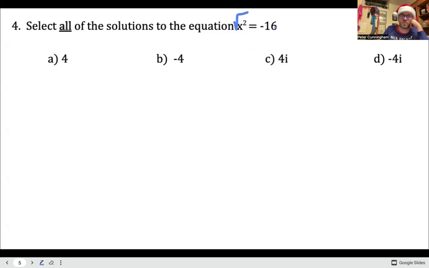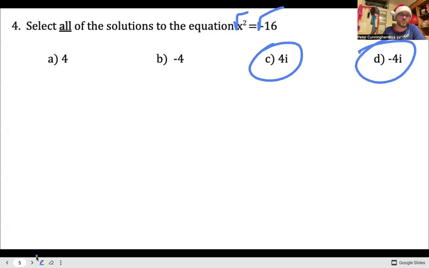Imagine. All right. All the solutions of this equation. If we take square root of x squared, we are imagining that our answer would be 4i. It would also be -4i.